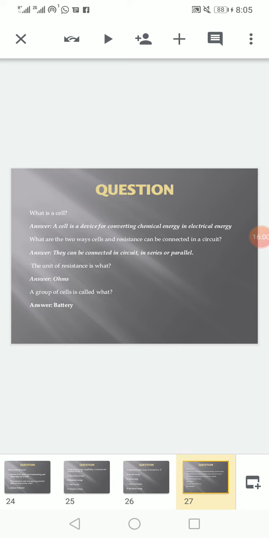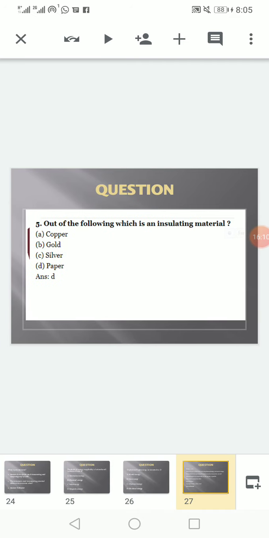The unit of resistance is called what? This is a question. The unit of resistance is called ohms. A group of cells is called what? A group of cells basically is called a battery.